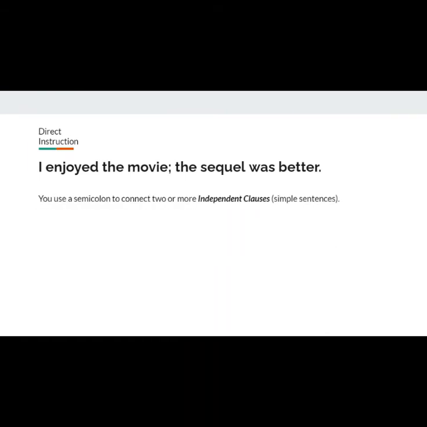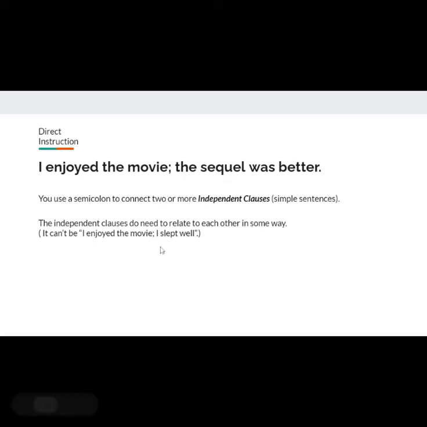So use a semicolon to connect two or more independent clauses or simple sentences. So I enjoyed the movie, that's a sentence. The sequel was better, that's a sentence. The independent clauses do need to relate to each other in some way. So it can't just be I enjoyed the movie; I slept well. Those things aren't connected unless there is some context that makes them go together, such as you slept during the movie and that's why you enjoyed it. Maybe a little bit of sarcasm. That would work. But as it stands, that sentence without context does not work.